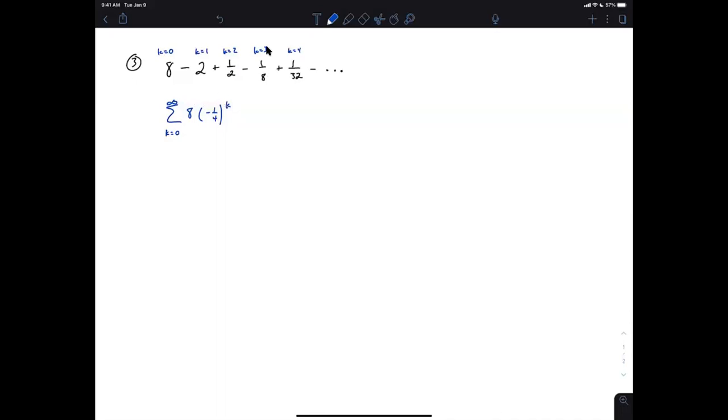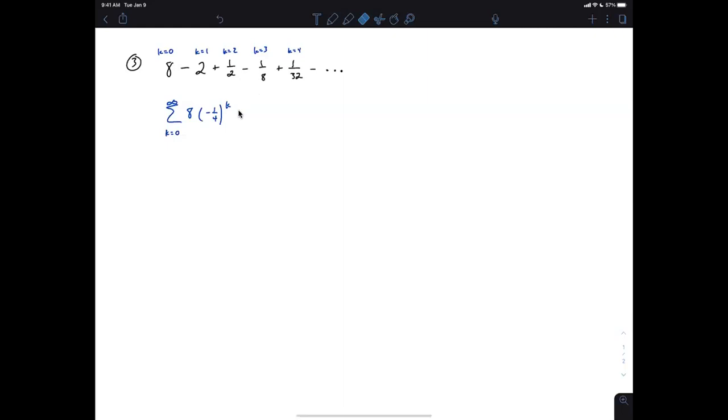And so, like if I plug in 3, I get 8 times negative 1/4 to the third. Well, 8 times negative 1/4 to the third is 8 times negative 1 over 64, which is negative 1/8. So this is for k equals 3, just if we want to double check that the formula works. If you need more review on how to come up with this formula, that's what that prereq video is on. It's over how to find formulas for sequences. But once we get it to here, now this is the same as before.